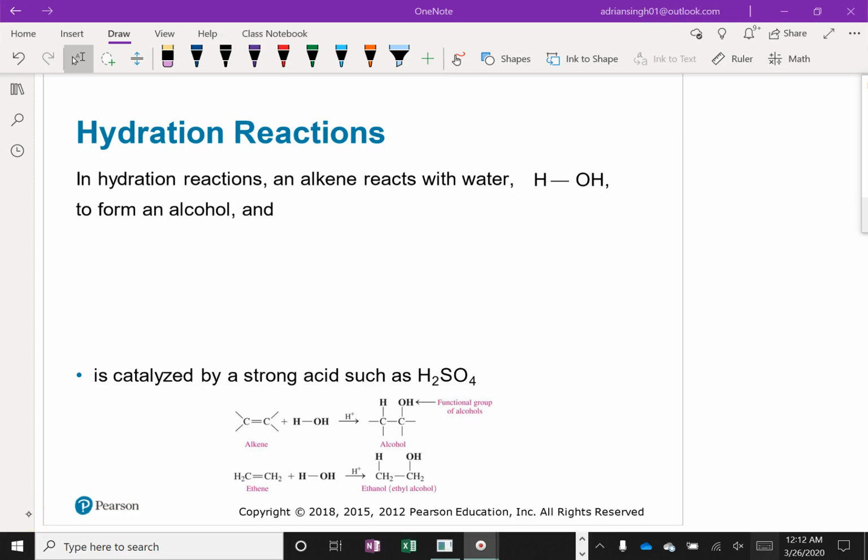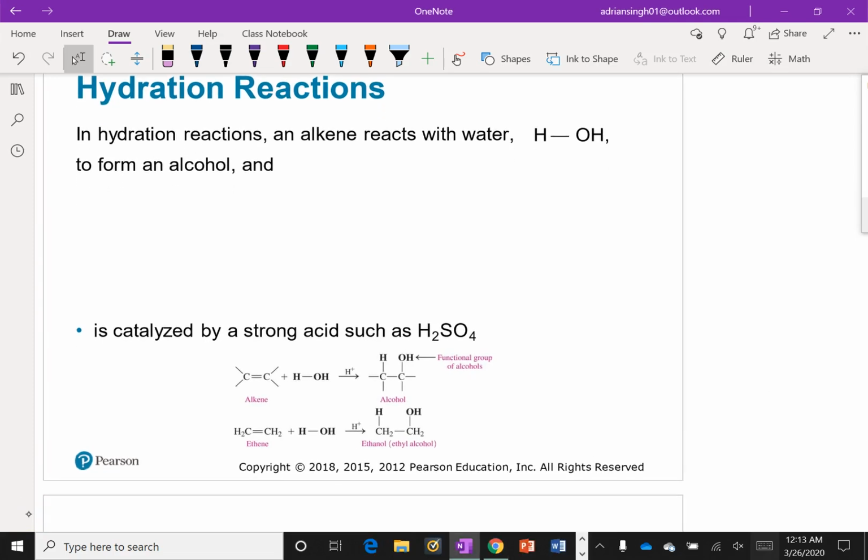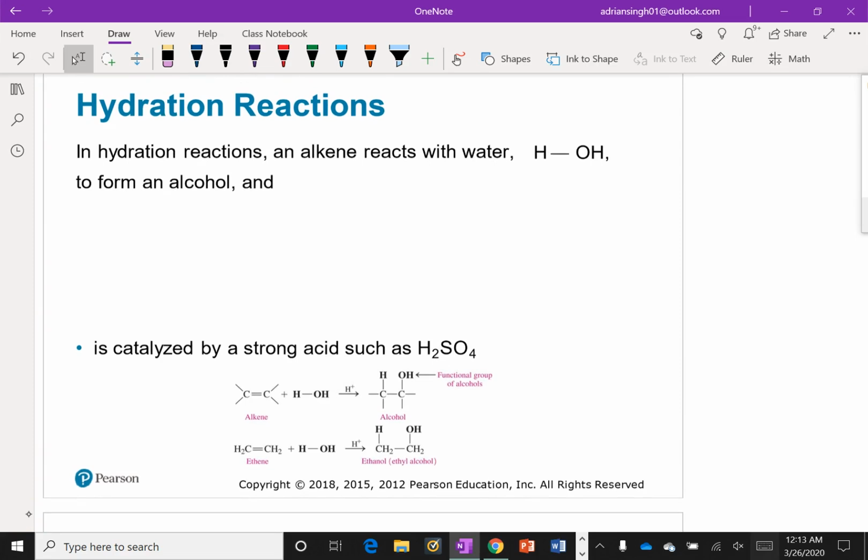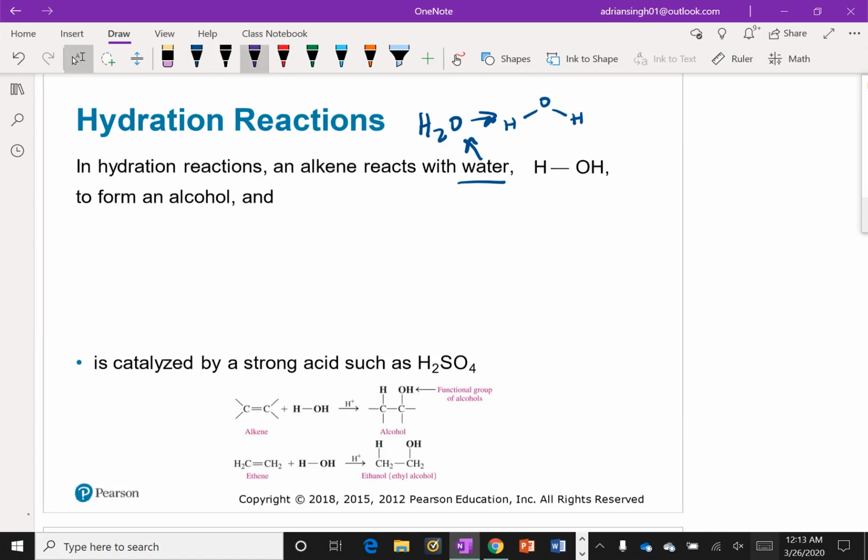All right, the second type of addition reaction that the alkenes can undergo is hydration, right? And this is the reaction of the alkene with water. Remember, water is H2O, which, if you remember, looks like this, an O and 2 H's. And the best way to think of water in an organic sense is it's essentially separated into an H and an OH, right? That'll actually tell you how they're going to react.